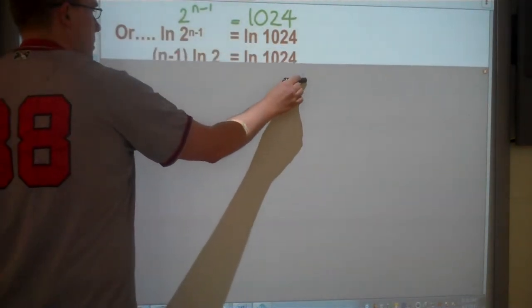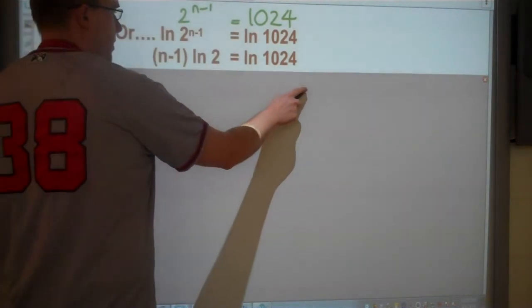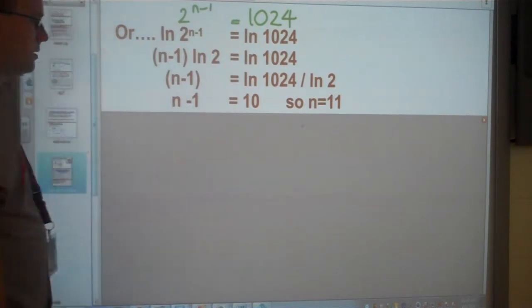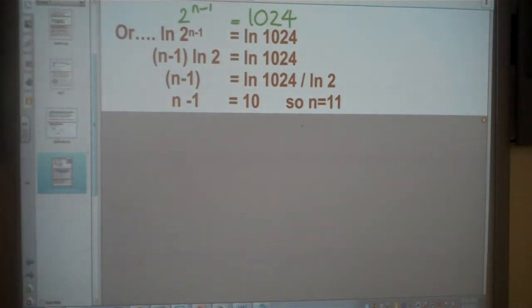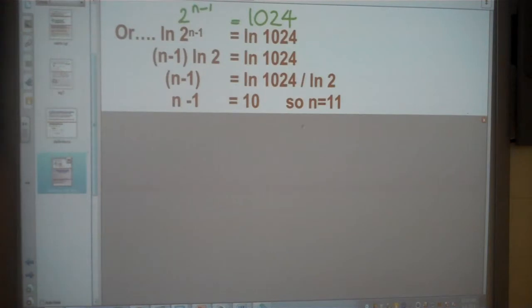power to the front. Now, that's important for us because now we can actually solve this equation in terms of n. So if we divide both sides by the ln of 2, then go ahead and add 1, you'll find that n is 11, just like we found earlier, but without the need to guess. You can also try by doing logs here. If you do the log of 1024 divided by log of 2, you will also find that you get the same answer.